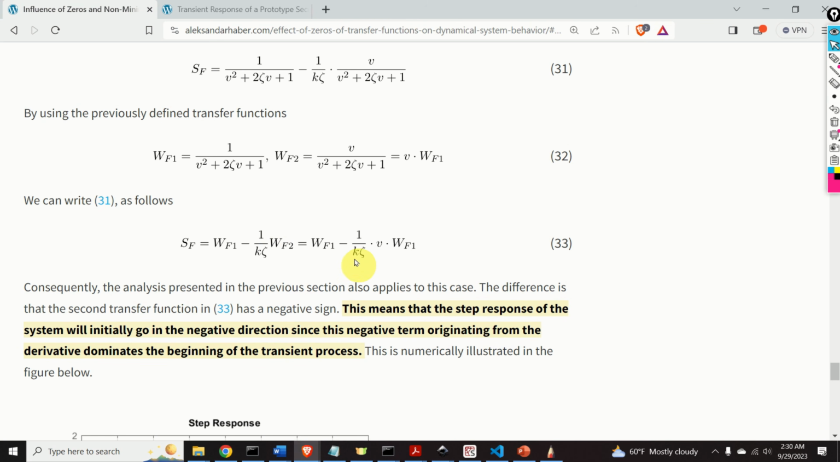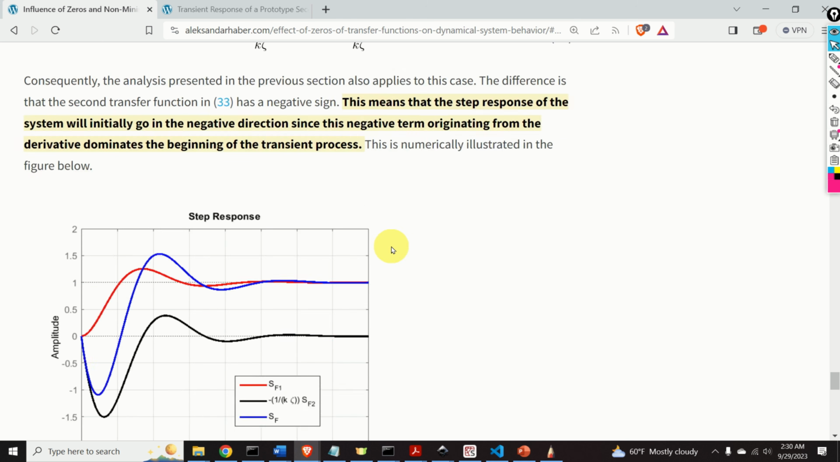This term is actually a derivative action, and this term can be interpreted as the first derivative of this term. Now, if this term increases, the derivative will increase and will be positive. However, we have a minus sign, so this whole term in the time domain will decrease. And this means that the step response of the system will initially go in the negative direction, since this negative term originating from the derivative dominates the beginning of the transient response.